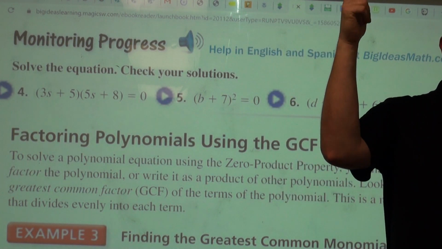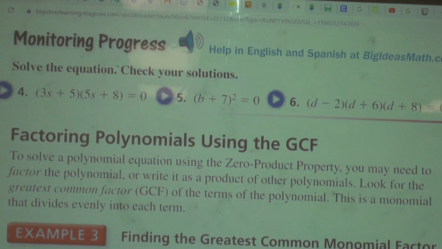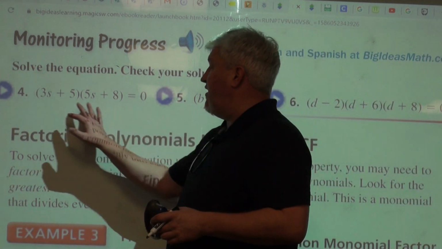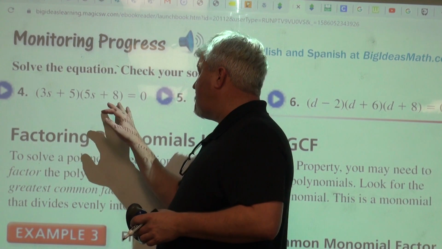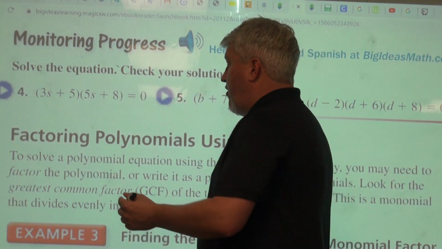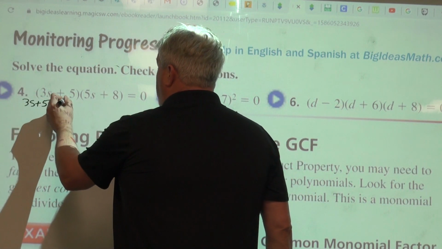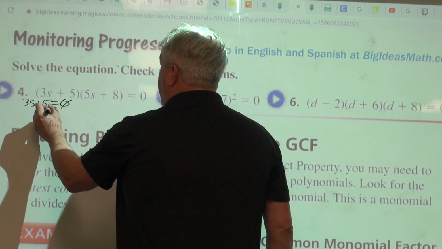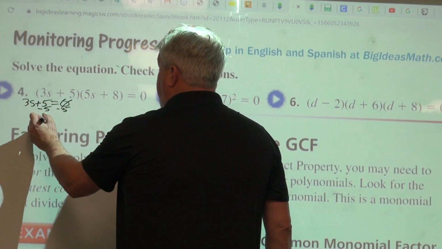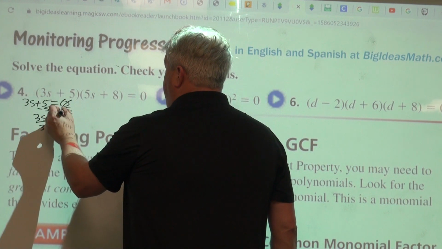Now is the time to pause. Okay, number 4, I have 3s plus 5 times 5s plus 8 equals 0. So set both those terms to 0. 3s plus 5 equals 0. Subtract 5. 3s equals negative 5. Divide by 3, and that's what s equals.